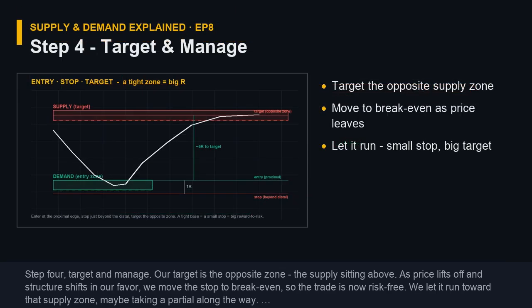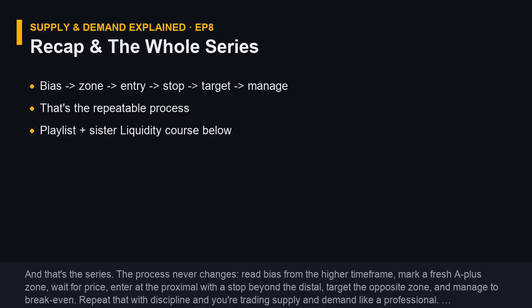That's the whole method, executed once, cleanly. And that's the series. The process never changes. Read bias from the higher time frame. Mark a fresh A+ zone. Wait for price. Enter at the proximal with a stop beyond the distal. Target the opposite zone and manage to break even. Repeat that with discipline and you're trading supply and demand like a professional.